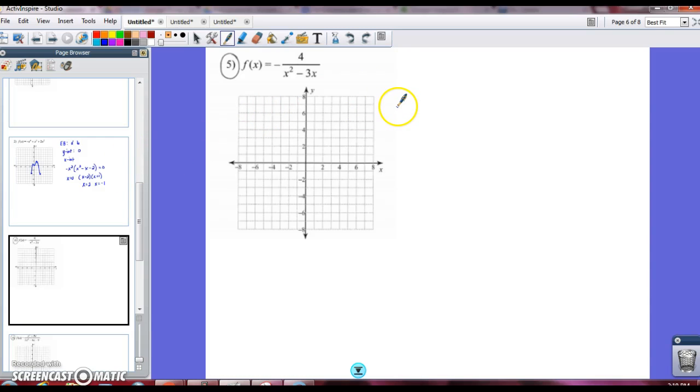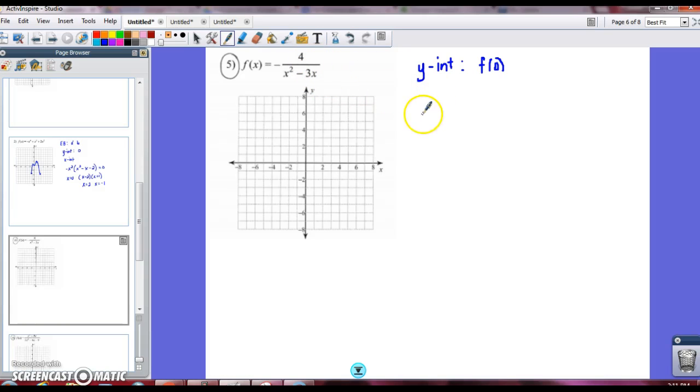We don't worry about end behavior, but let's find our y-intercept. So our y-intercept would just be f of 0. And if I did f of 0, I wouldn't get an answer. It doesn't exist, correct? Because that would just mean I'm plugging in 0 for x, and that would give me a 0 in the denominator. So I don't really have to worry about that. My x-intercept is going to be a little bit different.